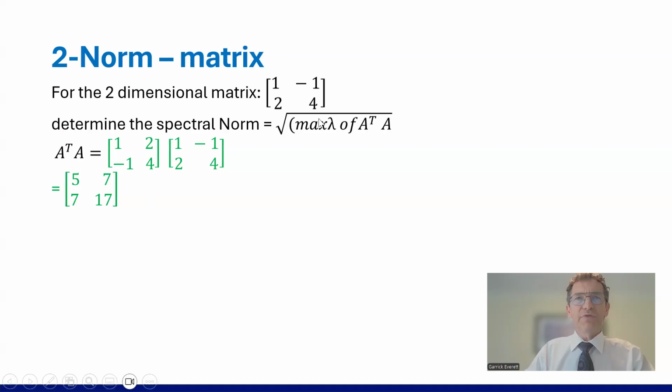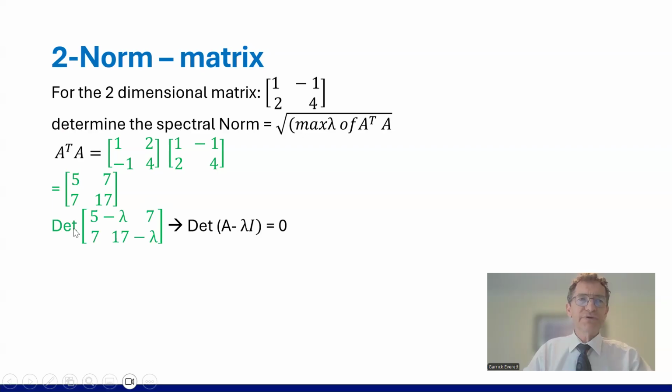So now we want to find the maximum eigenvalue. You do that by finding the determinant of A minus lambda I, where I is the identity matrix, and putting the determinant equal to 0. A minus lambda I is just minus lambda on the diagonals. Now we find the determinant: we multiply 5 minus lambda by 17 minus lambda, and subtract 7 times 7.